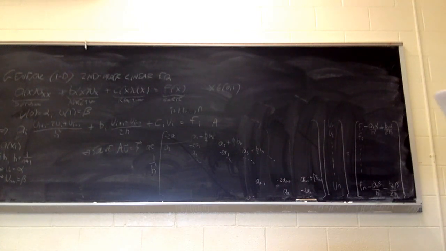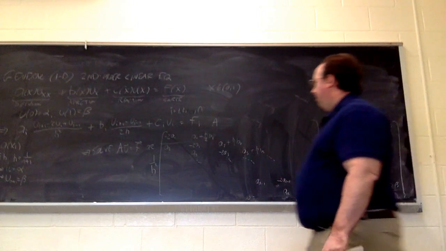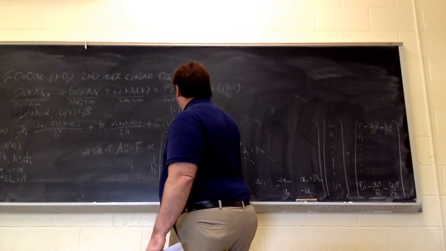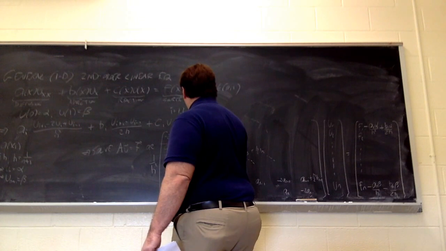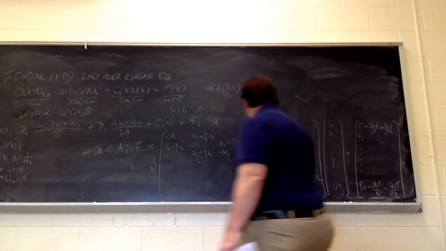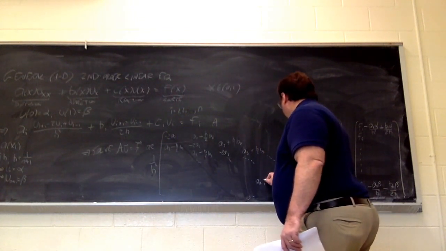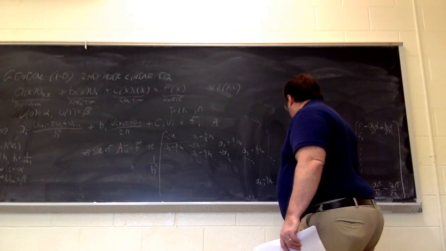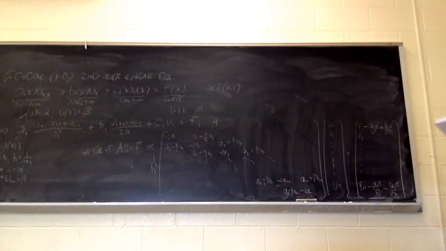And I need to handle the subdiagonal also. So minus h over 2 B2, minus h over 2 B3, and so forth, down to minus h over 2 B_n minus 1, minus h over 2 B_n. Okay. Any questions about the advection term?